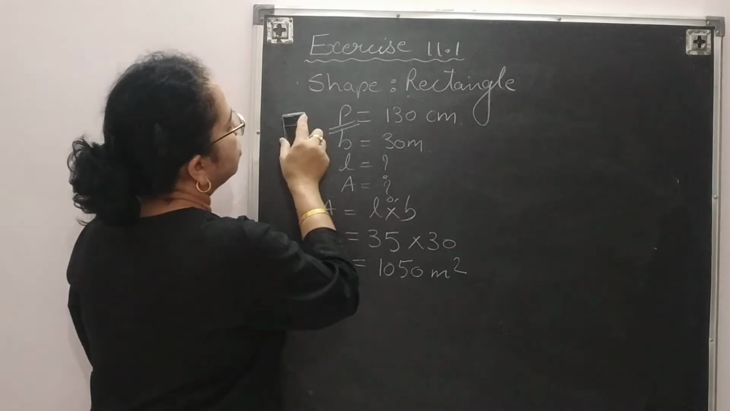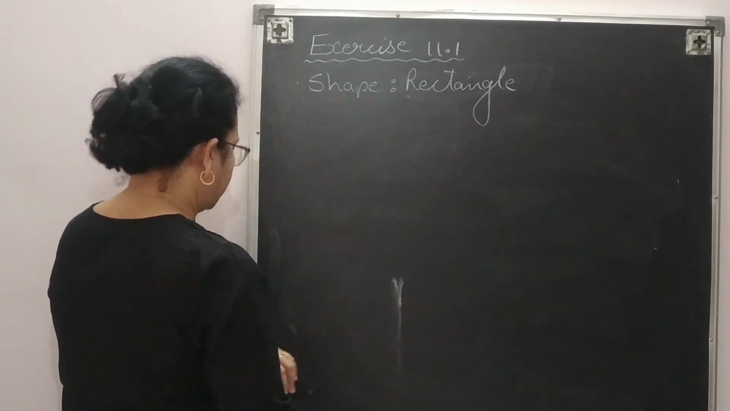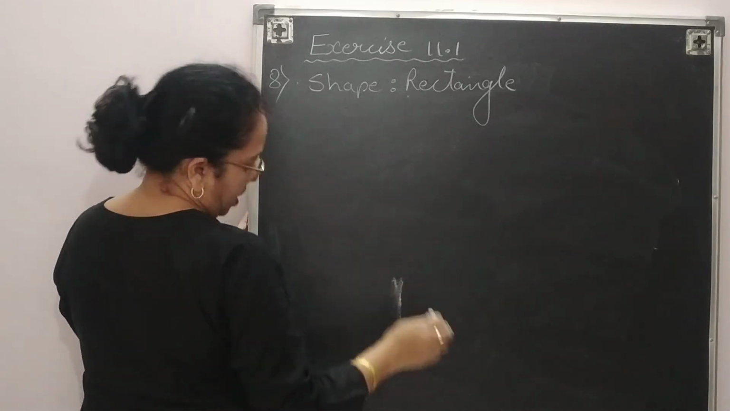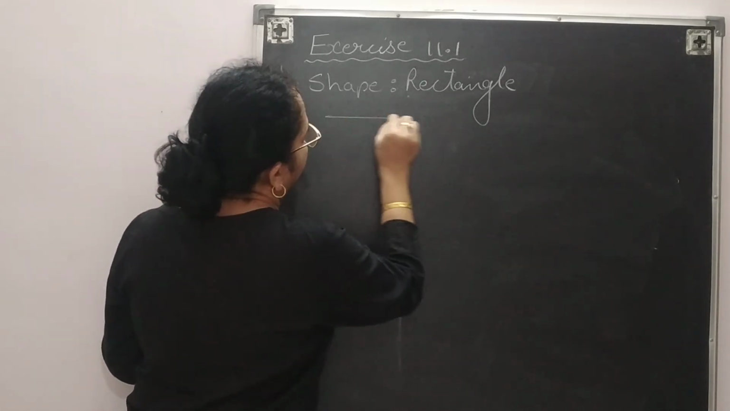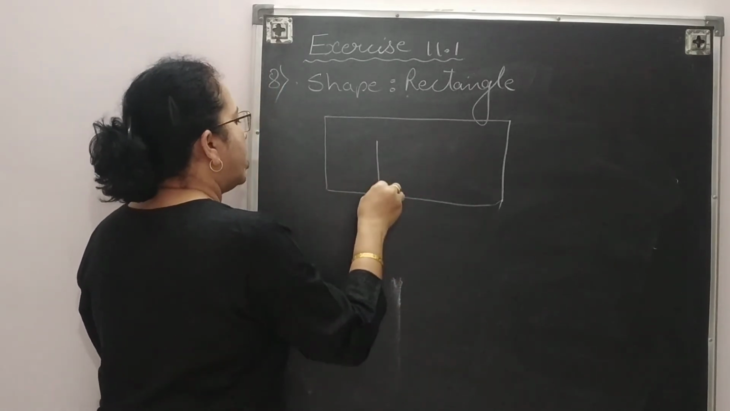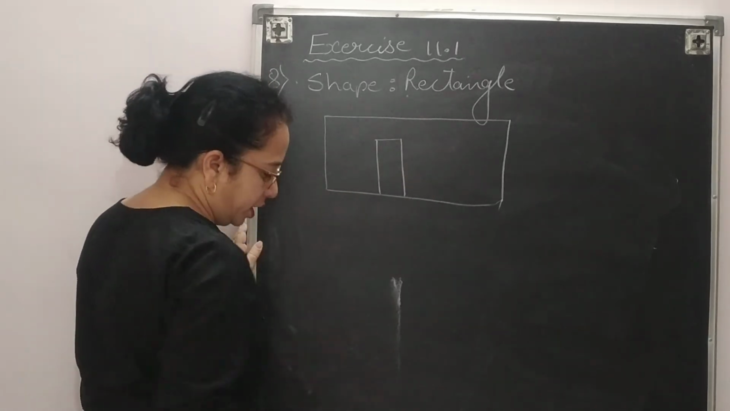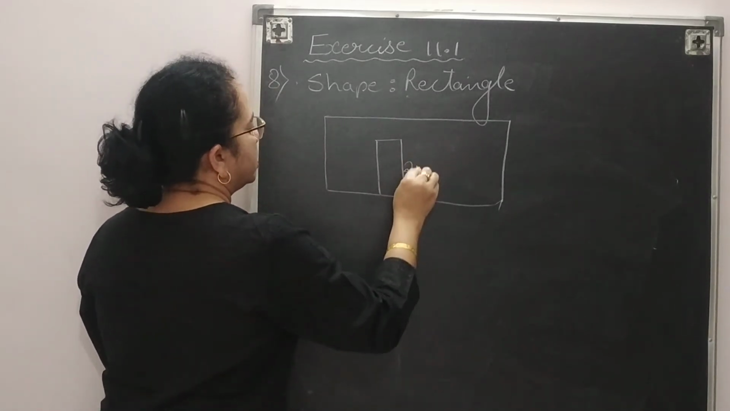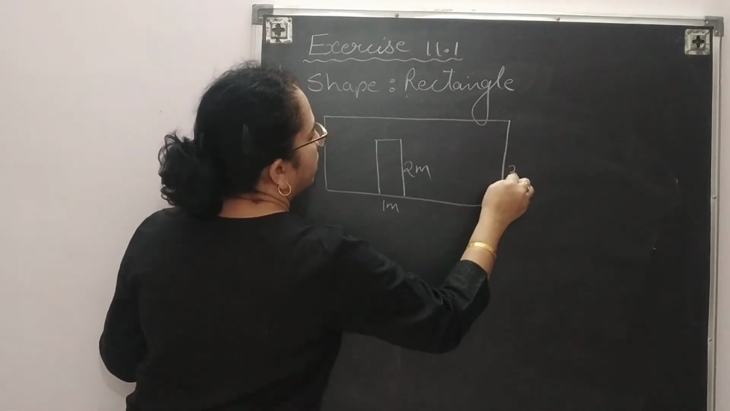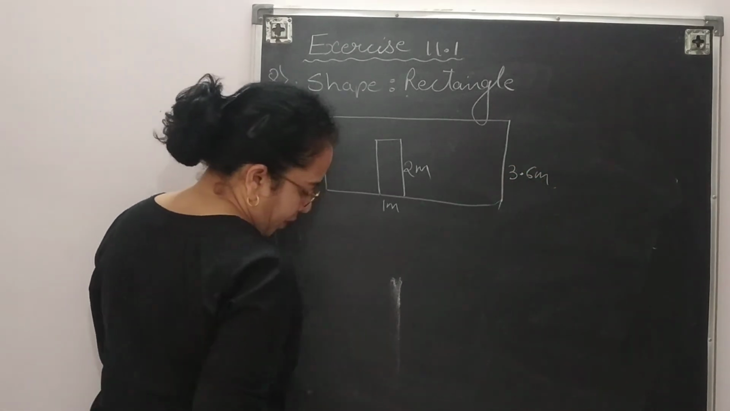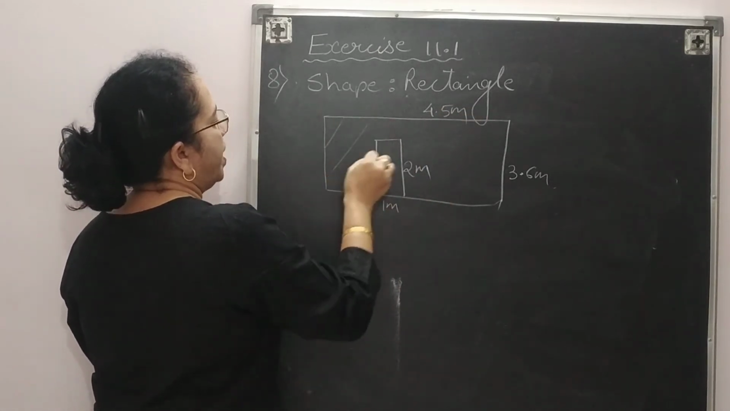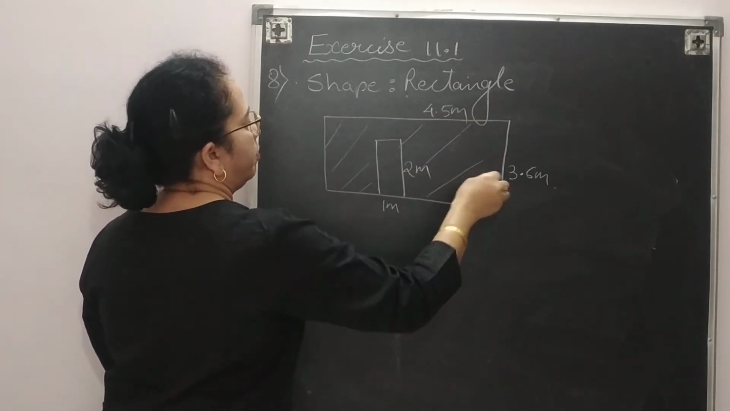And now the last question of this exercise, that is question number 8. Here the shape given is a rectangle. Let me draw the figure. One wall is given. In this wall, one door is given. So measurements are given. For the door, this is 2 meter and this is 1 meter. And for the rectangle, breadth is 3.6 meter and here it is given 4.5 meter, and you need to find out the area of this shaded part.